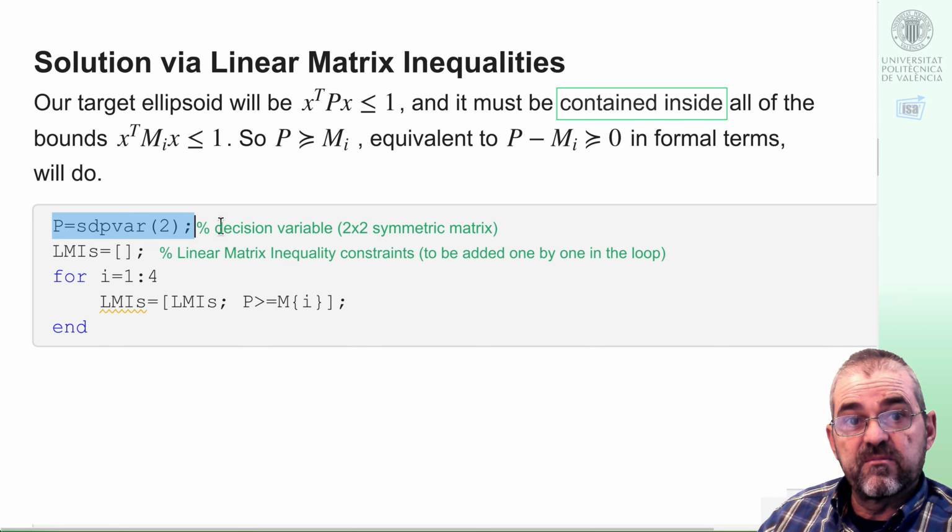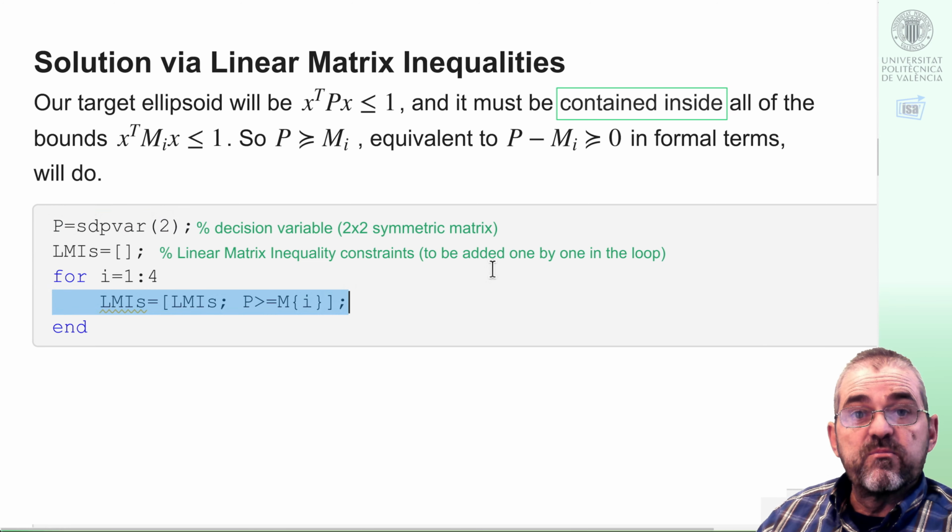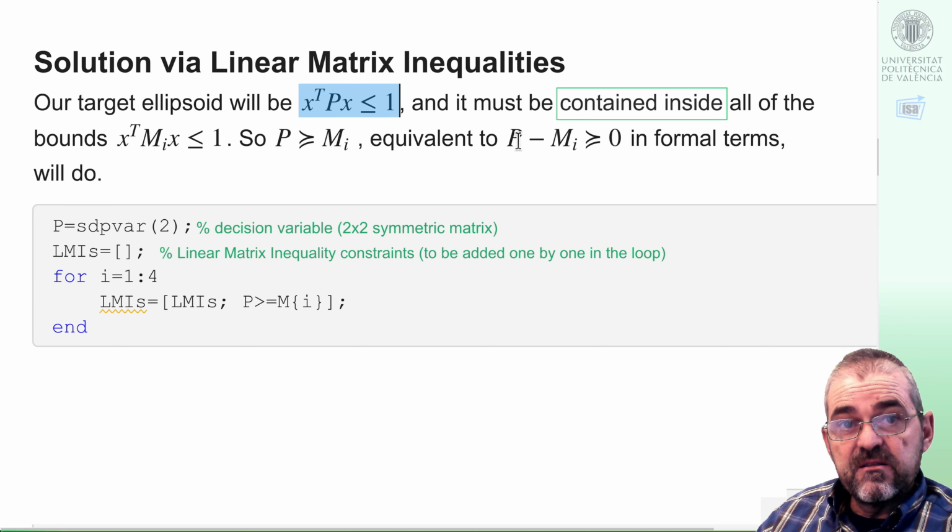So with this fact, all positive definite matrices P, this SDP programming decision variable of size 2, then this line P is a symmetric matrix to be determined with some optimization, and then with this line I put the constraints that encode the fact that this thing must be inside the convex shape we were discussing a couple of minutes ago.